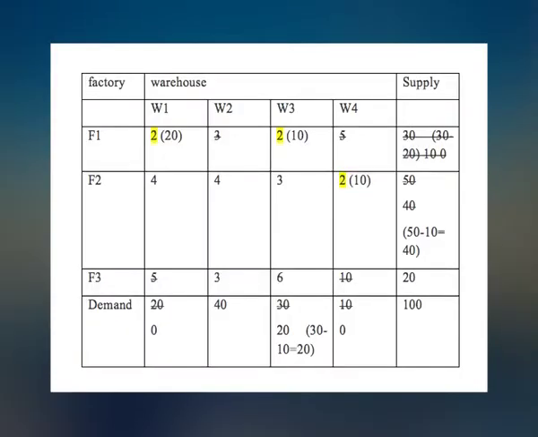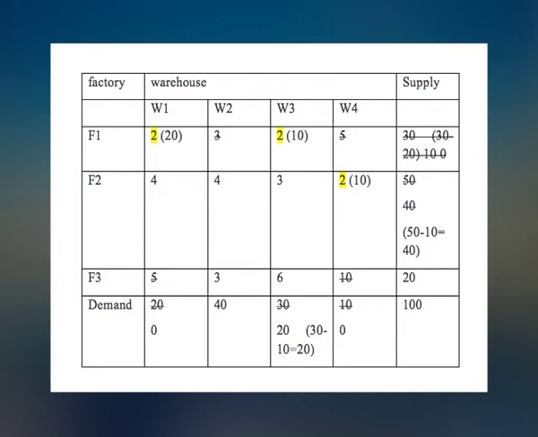In the second step, we will identify the cells with minimum cost from the entire matrix. Here you will see that the cells corresponding to F1W1, F1W3 and F2W4 have the least value, that is 2. So, we will compare the demand and supply and assign whichever is low to the respective cell.